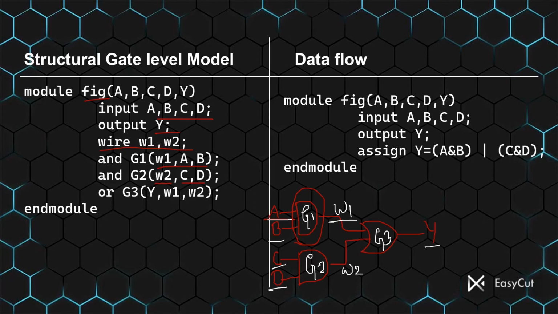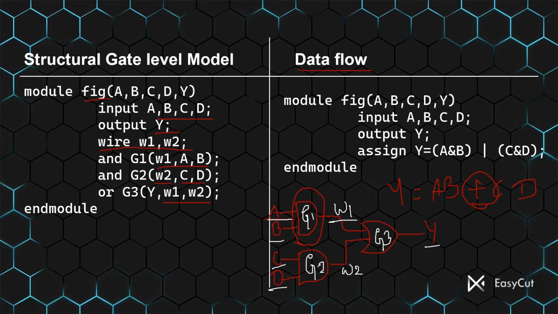Next is the OR gate. The Boolean expression is AB plus CD. So for the OR gate, write or G3, where the output is Y and the inputs are W1 and W2, and end module. This is how to write the structural gate level model for the given simple circuit.